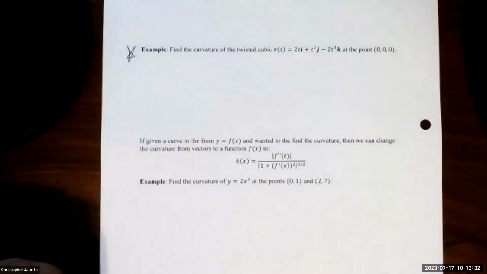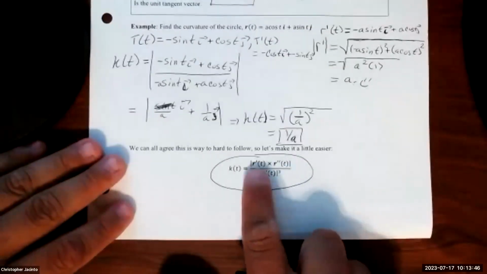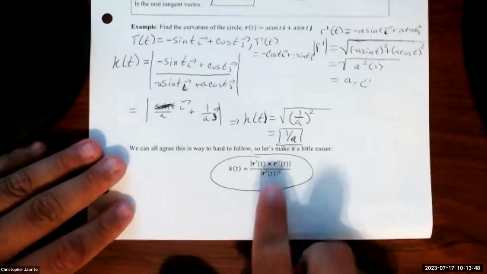Okay, so find the curvature of the twisted cubic portion here, given r of t at the point 0, 0, 0. Oh yes, the x means cross product. So we're going to be doing a cross product of two different vectors.